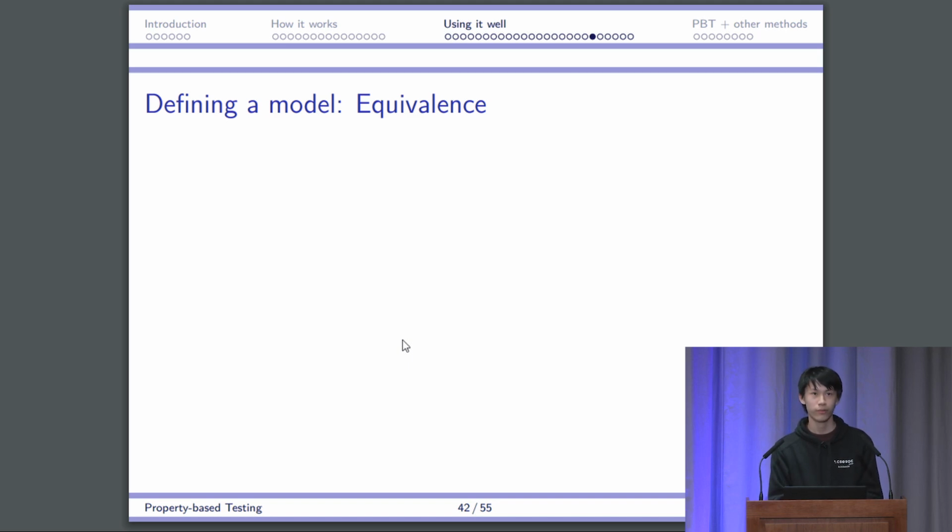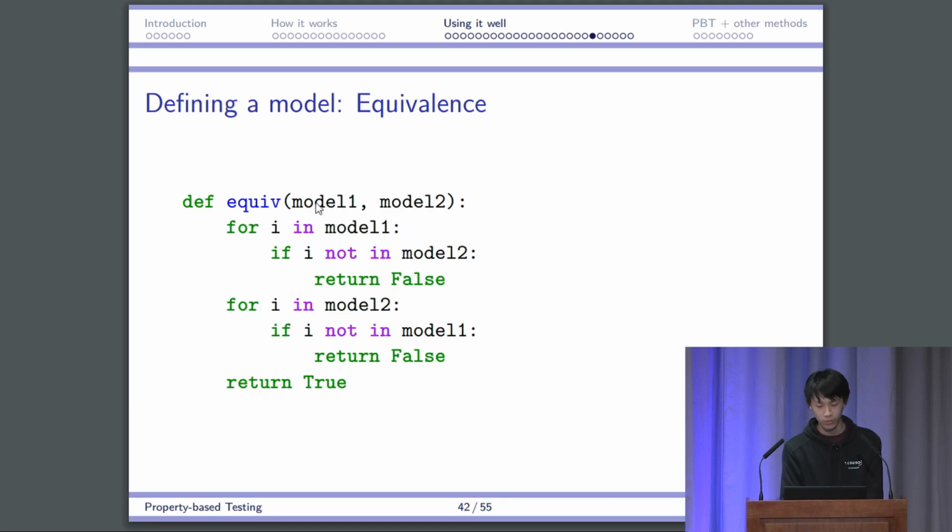And now that we have two models, or at the end, remember we will have two models, we have to compare if they're equivalent. And so I guess in my case, my two lists are equivalent whenever they contain the same elements, right? So my implementation would look something like this, where I take two lists, model 1 and model 2. I check if every element in model 1 is in model 2, and if every element in model 2 is in model 1. And if either of those conditions are false, then we just return false. Otherwise, we return true.